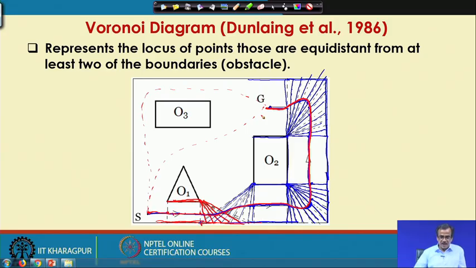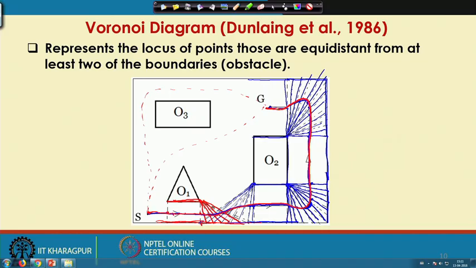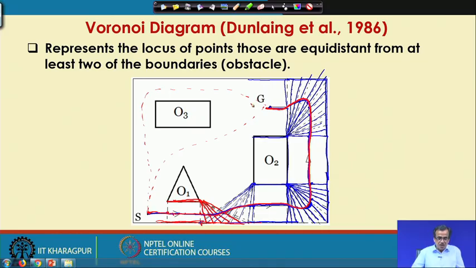But in the Voronoi diagram, they did not try to find out the time optimal path, they only tried to find out the obstacle free, the collision free path. So, this is one of the possible collision free paths for the point robot. This is the way, using the principle of the Voronoi diagram, we can find out the collision free path for the point robot in the presence of some static obstacles. That means we can solve the find path problem using the principle of the Voronoi diagram.